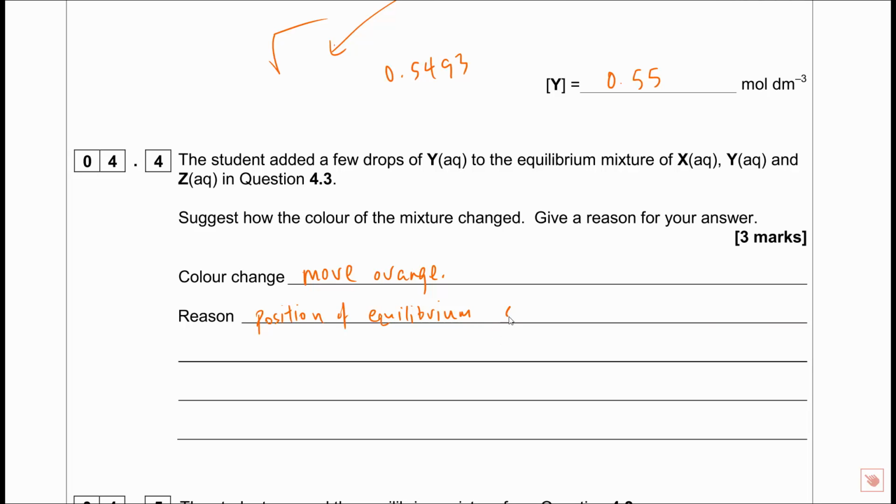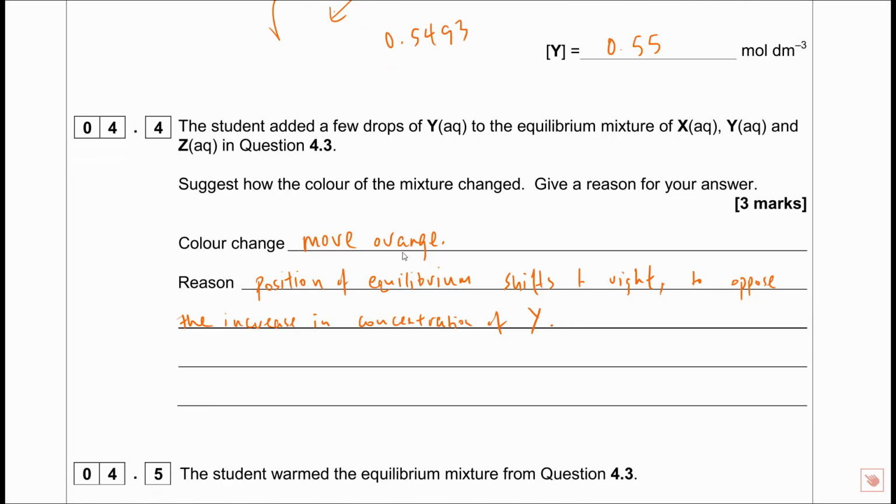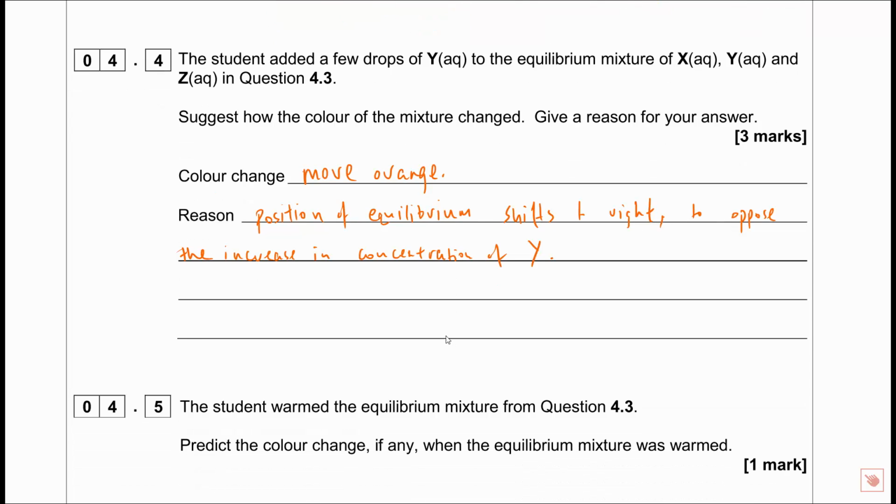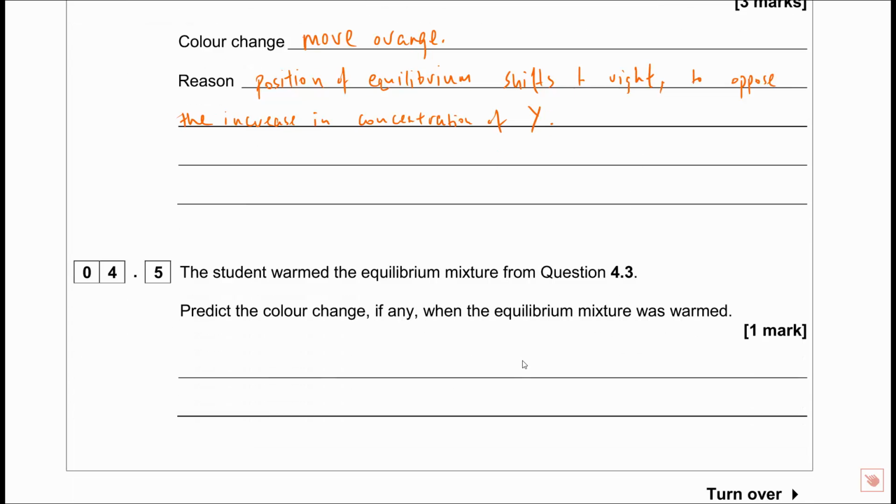Anyway, since the equilibrium shifts to the right, Y to oppose the increase in concentration of Y. And that's going to give you 3 lovely marks. 1 for the top bit there, which is the colour change, 1 for the position of equilibrium shifting to the right, and 1 for the increase in the opposition. That's a key phrase to use whenever you have a question like this. You know, what happens when you increase temperature, blah, blah, to oppose the increase in temperature. Anything like that, you've got to put that opposition part in.